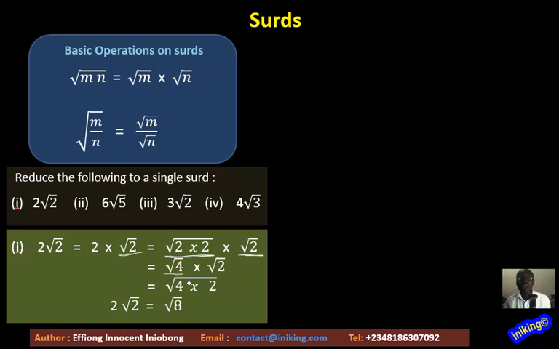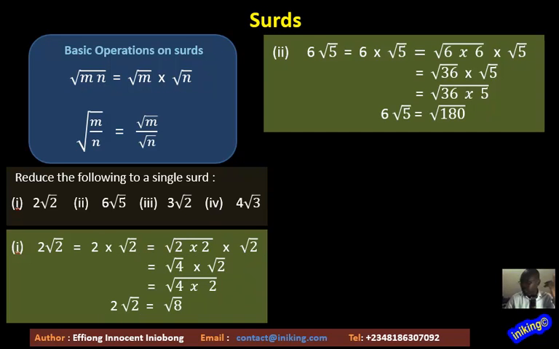Now joining this together using the first rule that says that root of m times n is root m times root n, I can also walk back by saying that root of 4 times root of 2 is therefore the root of 4 times 2. And that gives me root of 8, which means that 2 root 2 can be expressed as a single surd of just root 8.